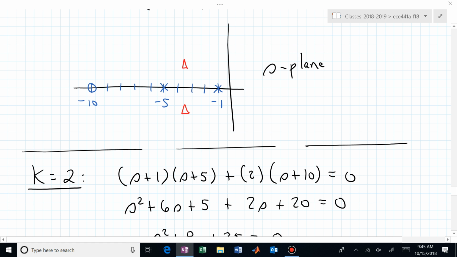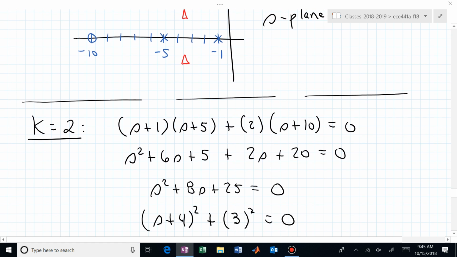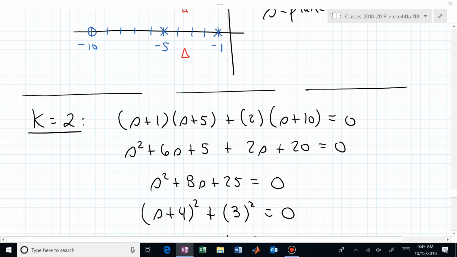we can find that, where are we at now? Now we're at minus 4 plus and minus j3. Yay! For a K of 2, we've now reached our settling time spec, right? What's our percent overshoot? Is it bigger or less than 5%? Can you tell from this information?